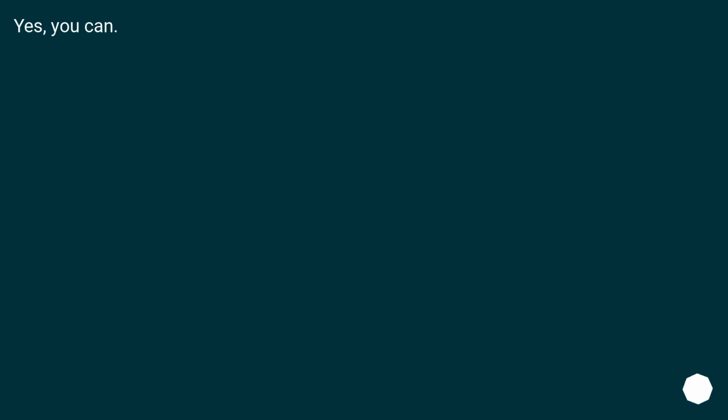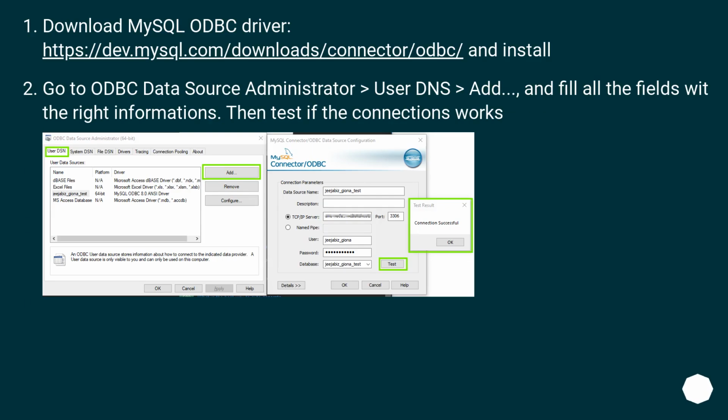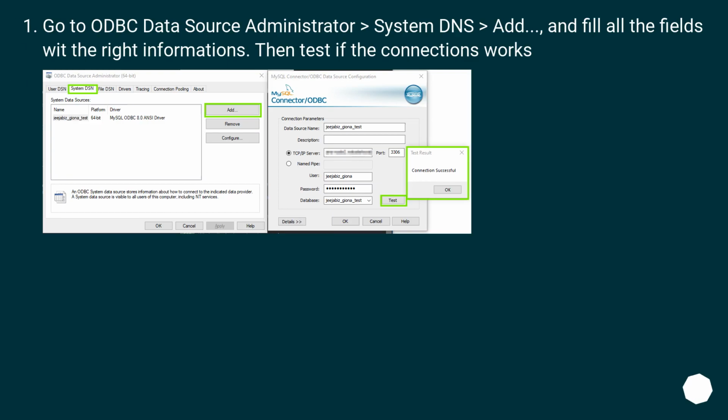Yes, you can. Download the MySql ODBC driver from this URL and install it. Go to ODBC Data Source Administrator > User DSN > Add, and fill all the fields with the right information. Then test if the connection works. Go to ODBC Data Source Administrator > System DSN > Add, and fill all the fields with the right information. Then test if the connection works.